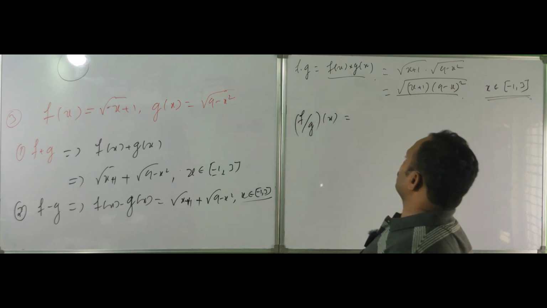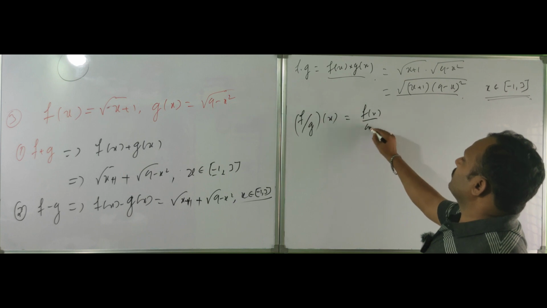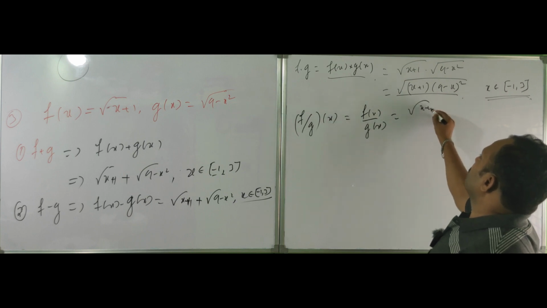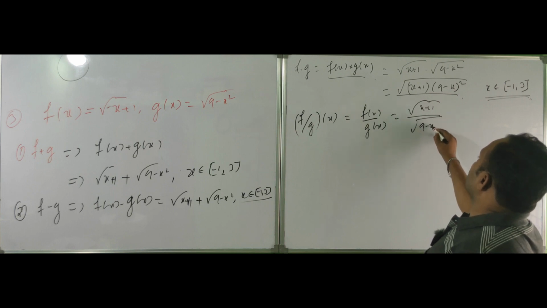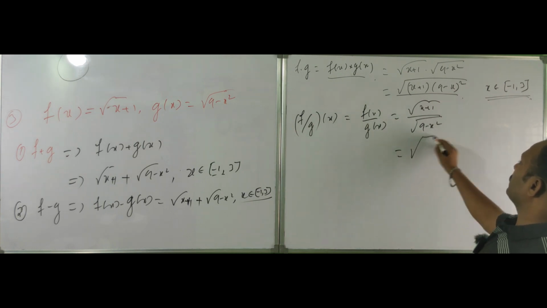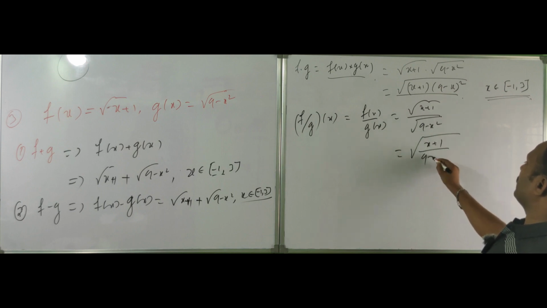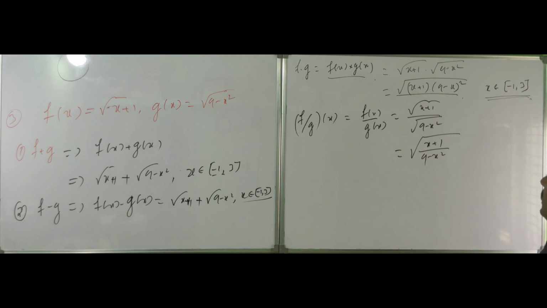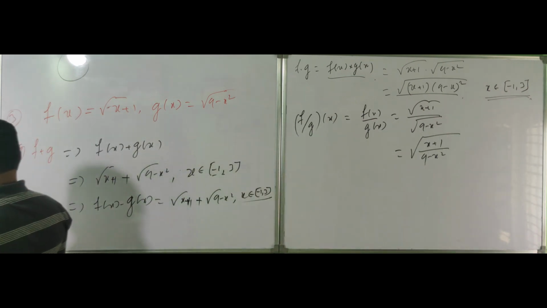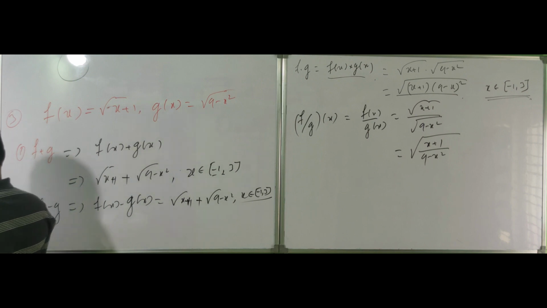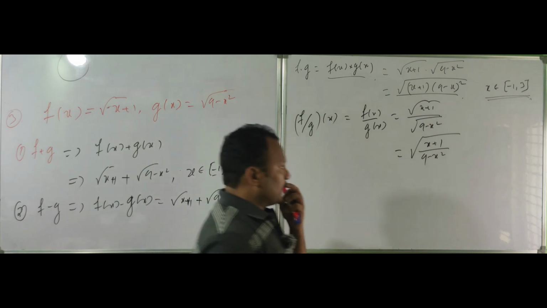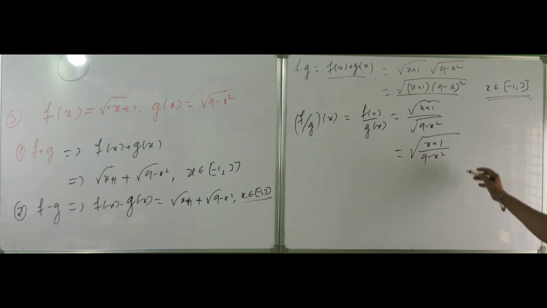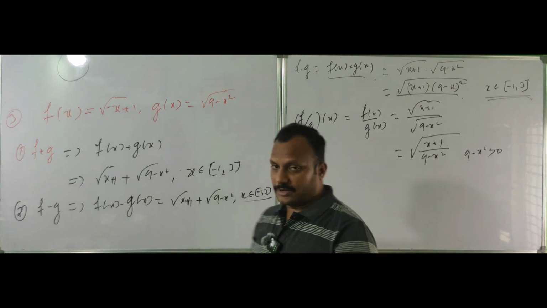Then f by g of x is equal to f of x divided by g of x, which is square root of x plus 1 divided by square root of 9 minus x square. This becomes square root of x plus 1 divided by 9 minus x square. The domain is, here this should not be 0. Here 9 minus x square should be greater than 0. For finding the domains of f plus g and f minus g and f into g, we used greater than or equal to 0.